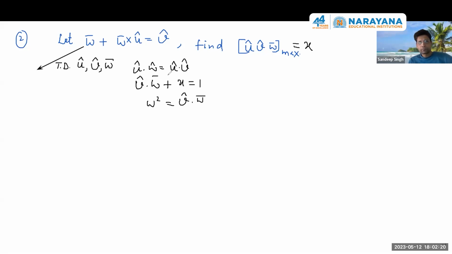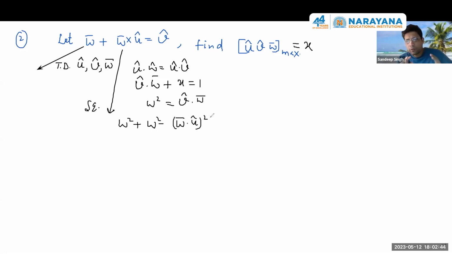What else can we do? We can do many things. We can square this also. So if you square this, what will you get? w square plus w cross u square, by Lagrange's identity, this is w square minus w dot u square. Everybody remember a cross b mod whole square is equal to how much? a square b square minus a dot b whole square. And a plus b mod whole square, I am opening the formula, so a square plus b whole square plus 2 a dot b, which is 0.